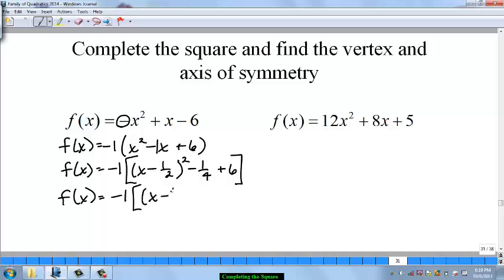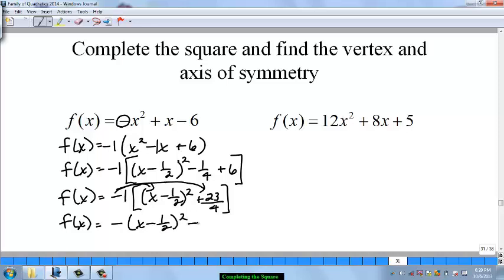So we get x minus a half squared. Now when I combine these over 4, this will be 24 over 4 minus 1 over 4, so that's 23 over 4, and it's going to be a positive, or you can put it in your calculator. Now I have to distribute through with the negative. So I have f of x equals negative x minus a half squared minus 23 over 4.